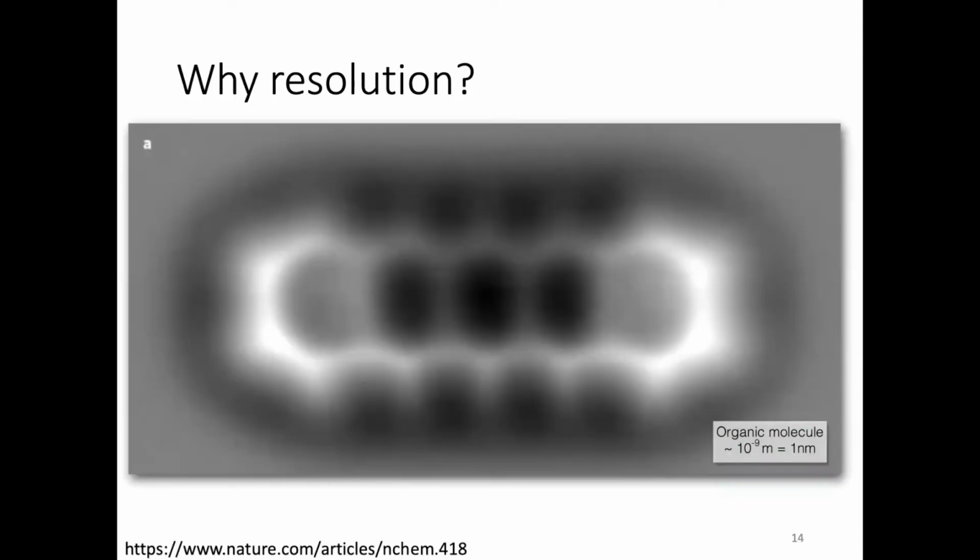And nowadays, with scanning tunneling microscopy, we can even see single molecules. So this is some kind of coronene family. So these are aromatic rings. And you can see a single molecule on a surface with the latest generations of scanning tunneling microscopy. So we're not going to talk about this type of microscopy.